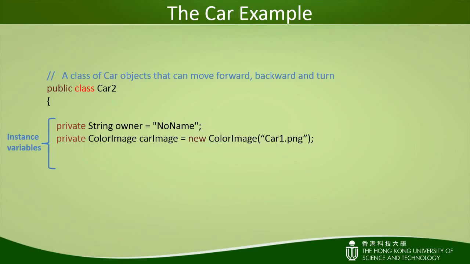So here, instead of using just one instance variable owner, we also have another instance variable, which is of type color image, a kind of canvas object that we just talked about. And let's initialize the default car image to car1.